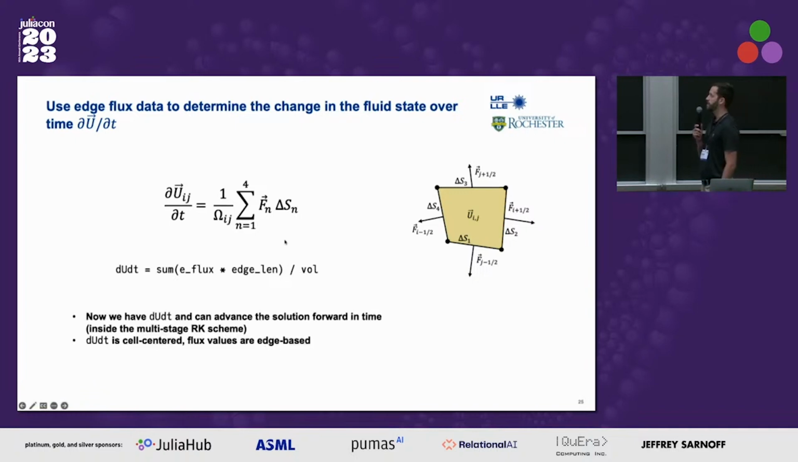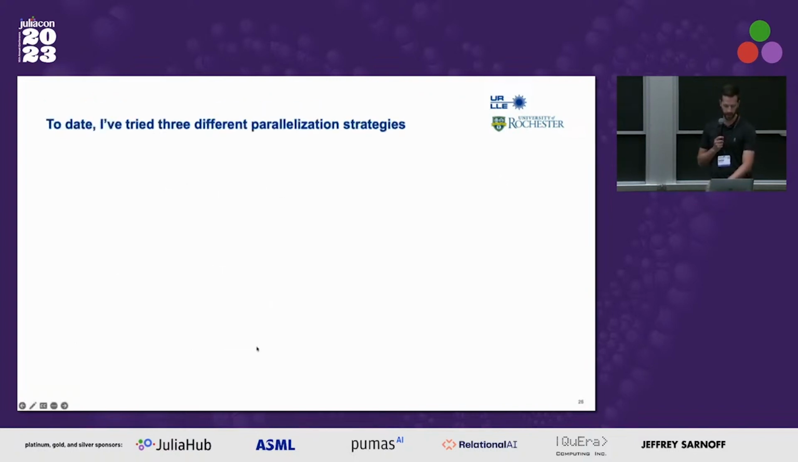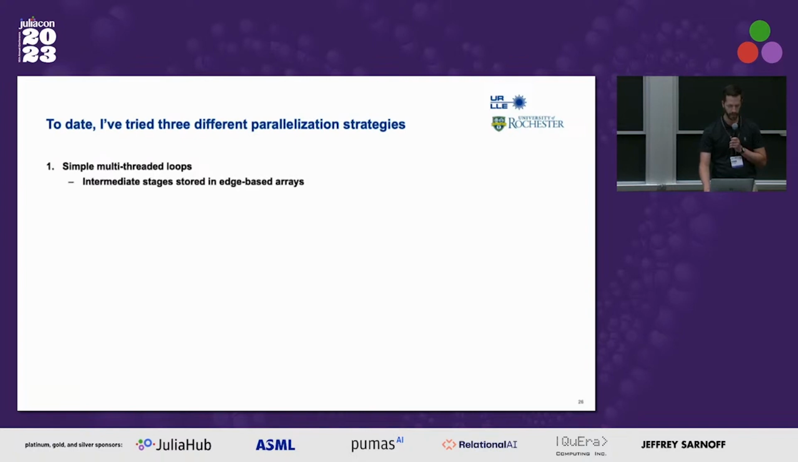Now we know how the state changes in time, or du dt, and this is what we use inside the multi-stage Runge-Kutta scheme. The important thing to note here is that this is a cell-centered quantity, but the flux values are edge-based. And why does this matter? It matters because of memory access.